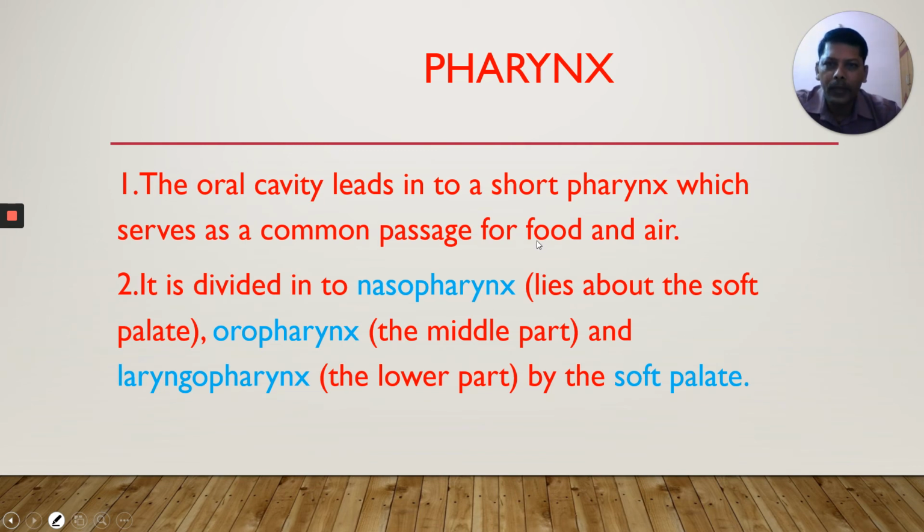The next part is pharynx. The oral cavity, buccal cavity leads into a short pharynx. Pharynx is commonly called throat. When we have some throat problem, we go to an ENT doctor. ENT, what do you mean by E? E means ear, N means nose, T means throat. Most of you may not know.